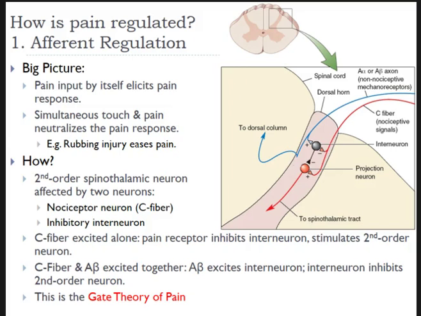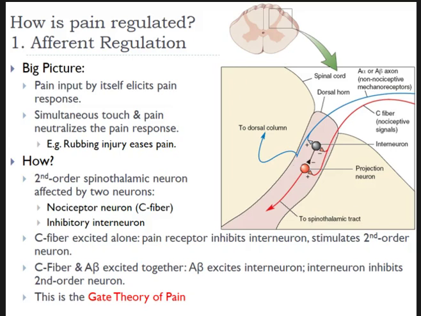So there's a way in which this functions as a gate. We can close the gate by having touch reception come in at the same time as pain reception, and therefore prevent our second order pain neuron from getting excited. Does that make sense, more or less?